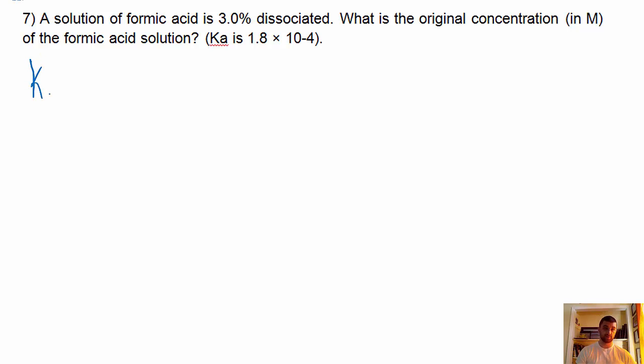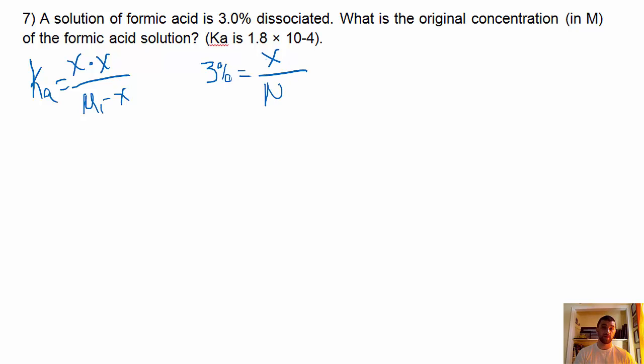So again, I'm going to jump the gun a little bit. Ka is going to equal an unknown amount of H plus times an equal unknown amount of the anion all over the original concentration minus the amount that dissociated. All right, so I hope we're good with that so far. We started with some amount, we don't know. Certain amount was used up to make the same amount of H plus and its anion. So that's my Ka expression. Now my percent, well, that's 3%, has to equal that unknown amount of H plus all over the amount that we started with times 100.